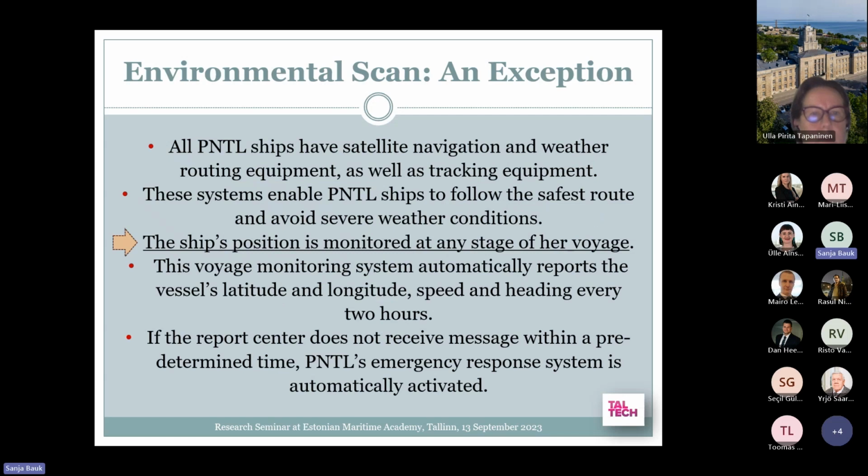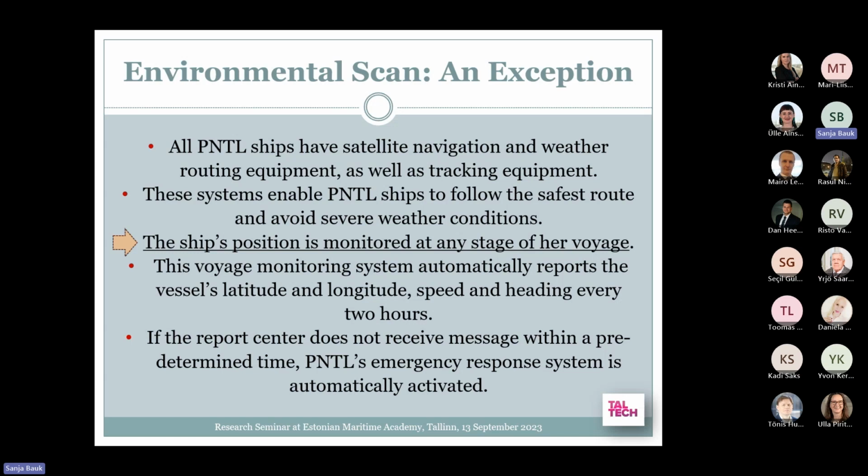So all these PNTL ships have satellite navigation and weather routing equipment, as well as tracking equipment. These systems enable PNTL ships to follow the safest route and avoid severe weather conditions. The ship's position is monitored at any stage of her voyage. This voyage monitoring system automatically reports the vessel's latitude and longitude, speed, and heading every 2 hours. If the report center does not receive a message within a predetermined time, the PNTL emergency response system is automatically activated. They have their own planes come on board the ship and provide assistance.